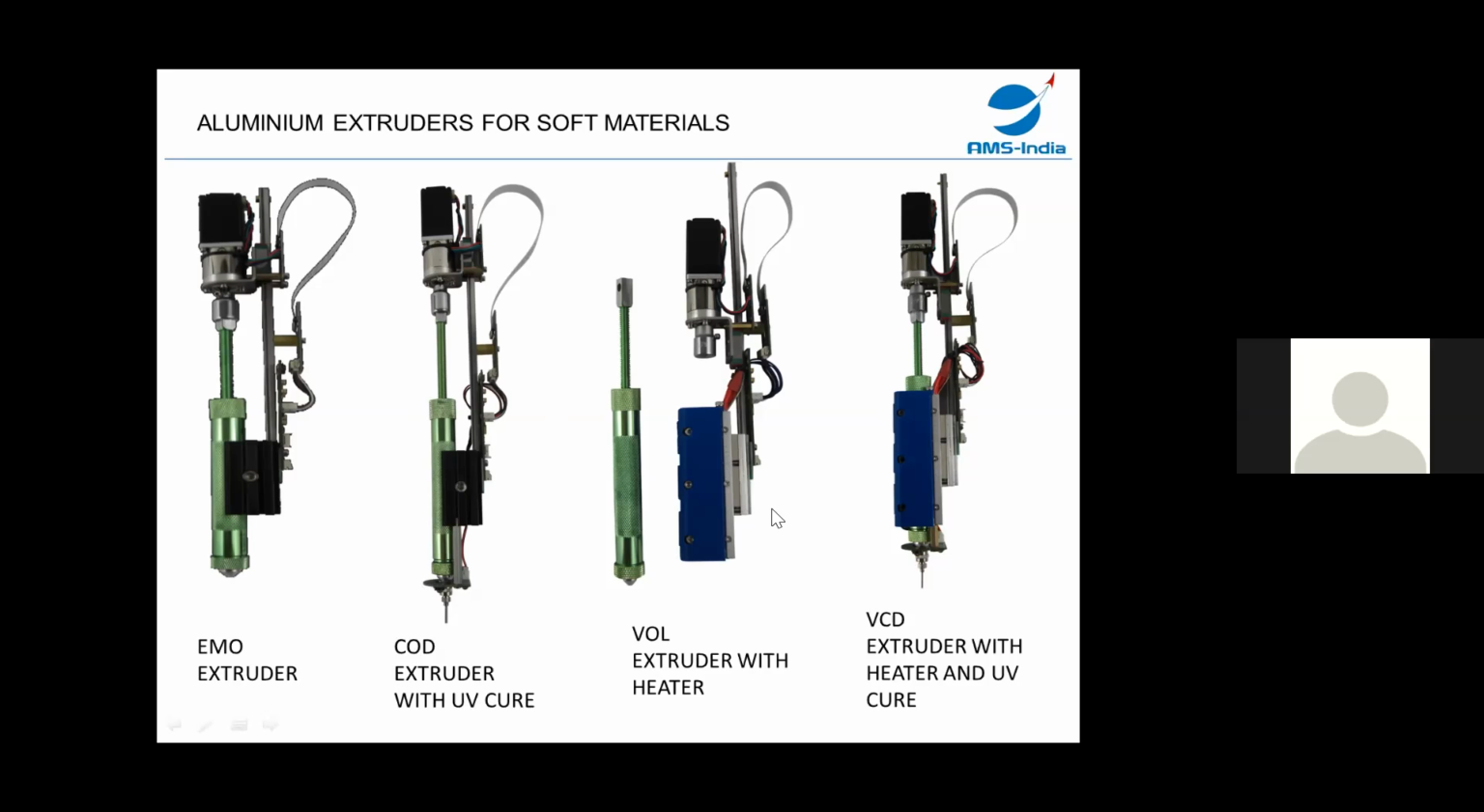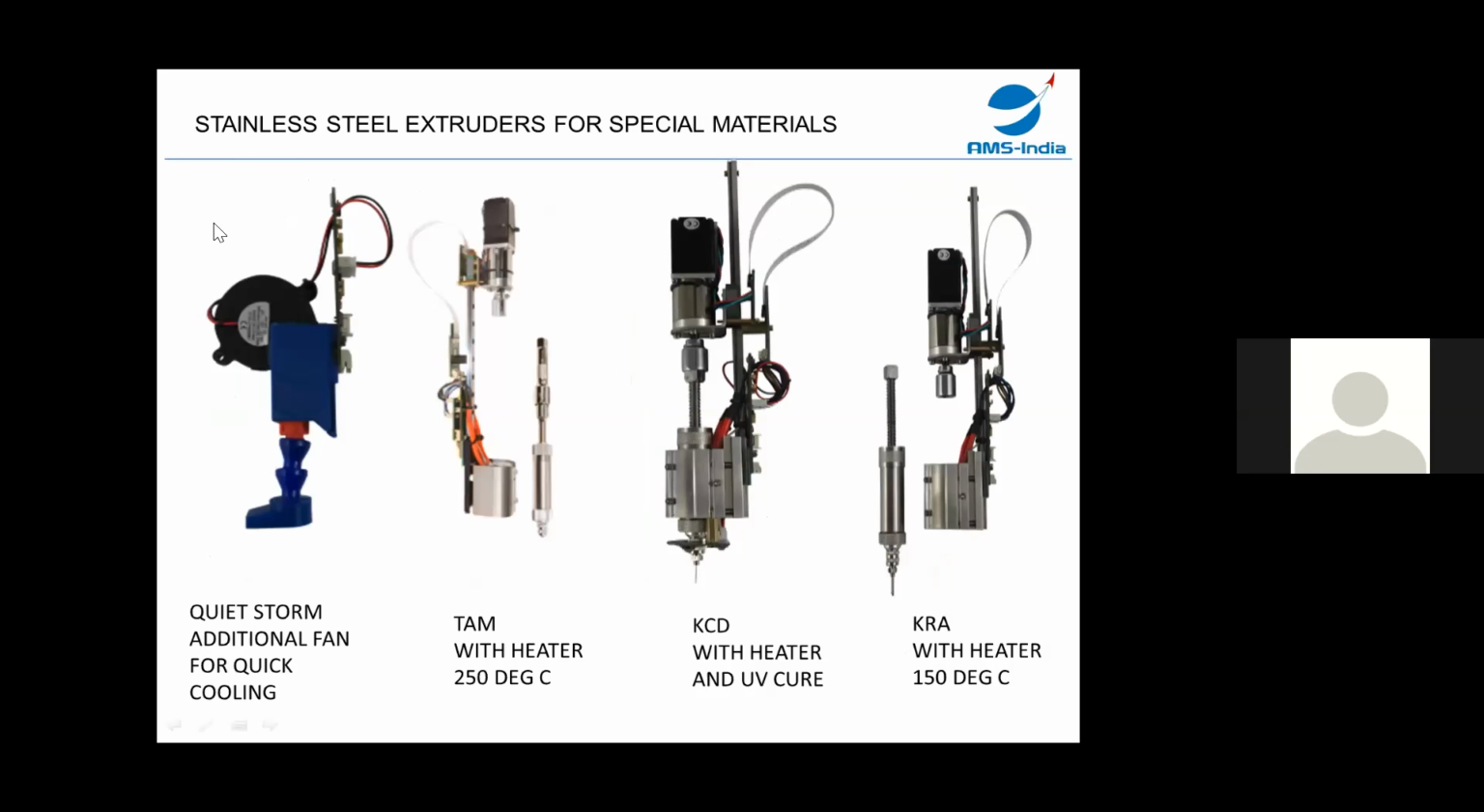Then you also have a heater. So you can also have a heating attachment on this machine, so the material inside is also kept warm when it is being extruded. And then you have a heater and a UV cure as attachments. These are different options on the aluminum extruders for soft materials. Similarly, we have the same facilities where you have a UV cure, a heater, an additional fan, etc.